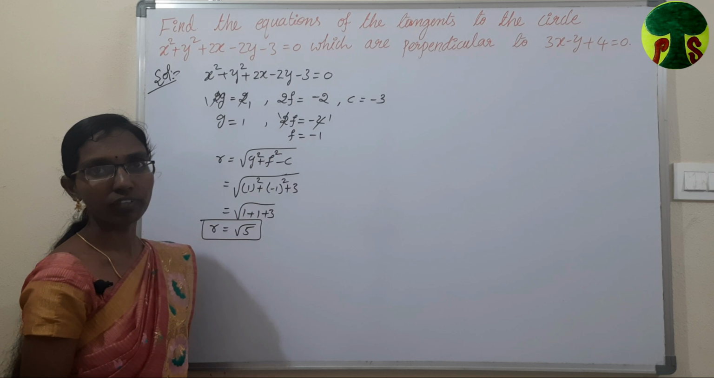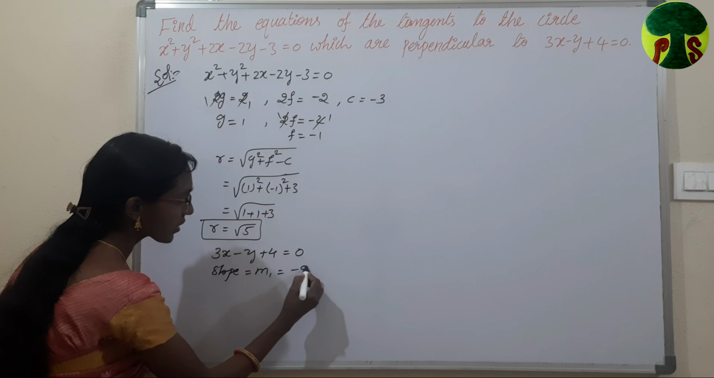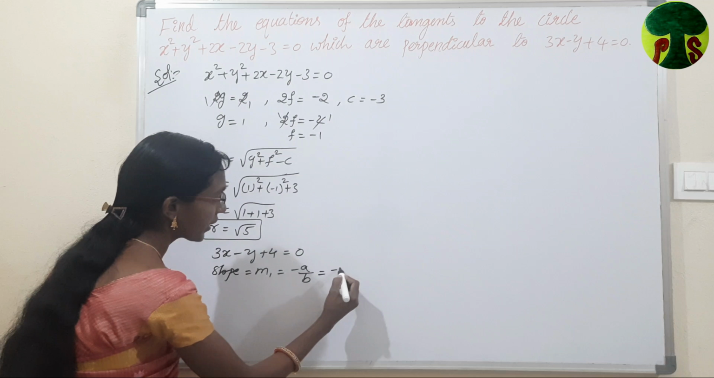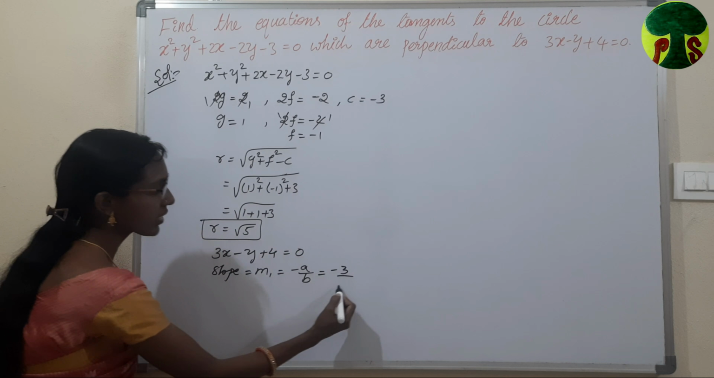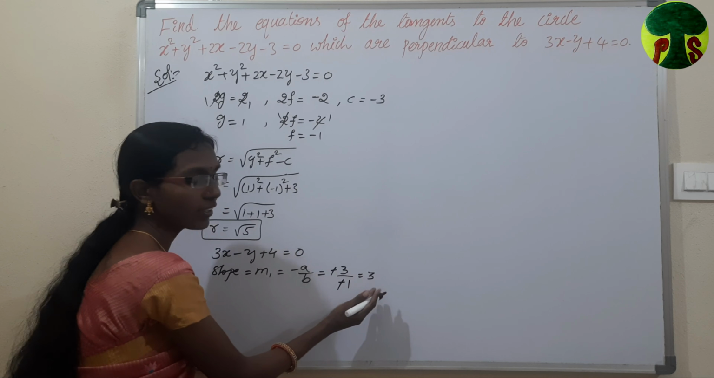And what do we have to find? We have to find the equation of the tangents which are perpendicular to this line. The given line is 3x - y + 4 = 0. Find out the slope of this line. Let the slope be m1. m1 = -a/b, where a is 3 and b is -1, so -3/-1. Minus minus cancel, we get 3. This is the slope of this line.